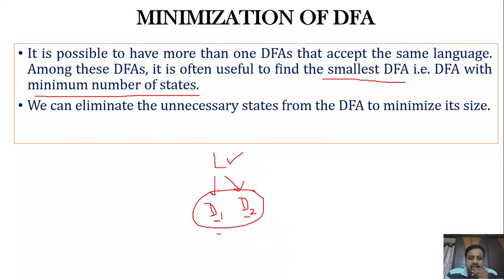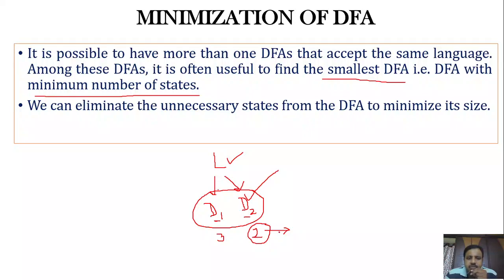Let me consider that DFA D1 has 3 states and accepts L, and DFA D2 has 2 states and accepts the language L. Among these two, the DFA D2 is the efficient one. Why? Because it has fewer states. Whenever a DFA has fewer states, it occupies less memory and requires fewer computational resources. So the DFA which has fewer states is considered the efficient one.